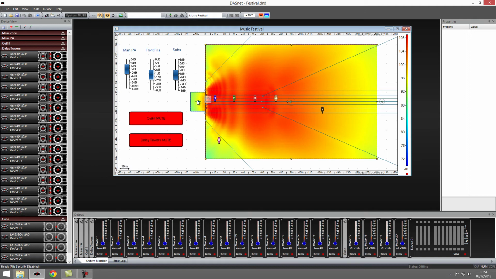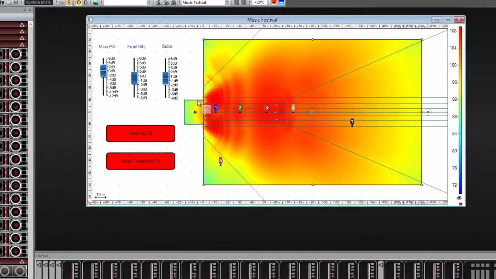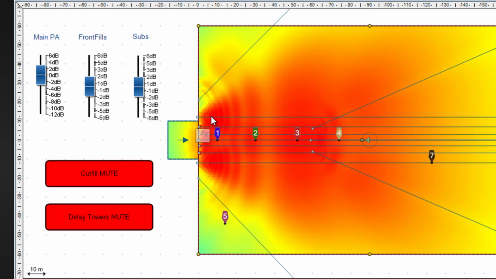During the day, since there were people only in front of the main stage, we muted the outfill as well as the delay towers. To do this, we created these two mute groups. We also created faders to control the overall gain of the main system, the front fills and the subwoofers, in order to create snapshots if a sound technician asked us to change the level of any of these systems.